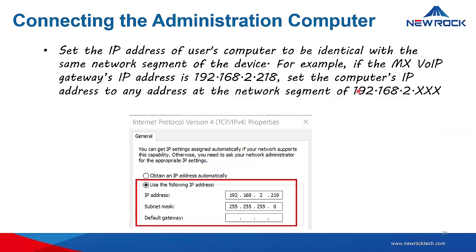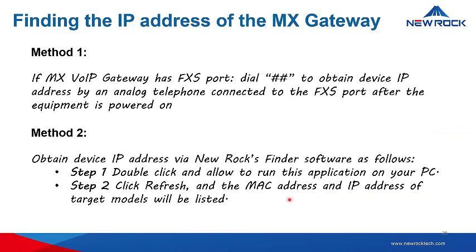When you want to connect to the administration computer, you need to make sure that your computer is in the same network segment as the device. For example, for the MX8G, the default IP address is 192.168.2.218, so your PC can use 2.219. After that, you can connect to your device.